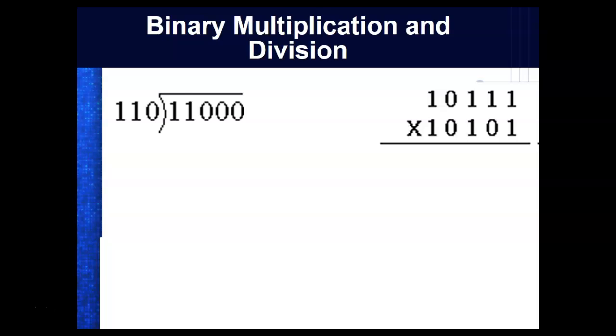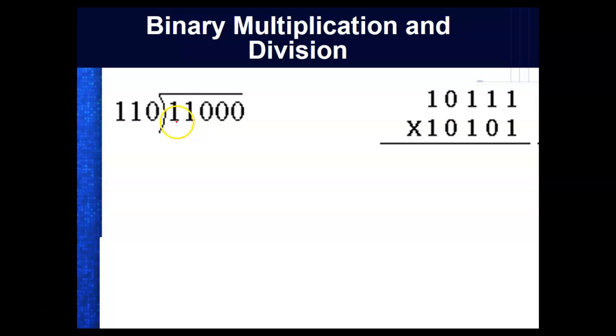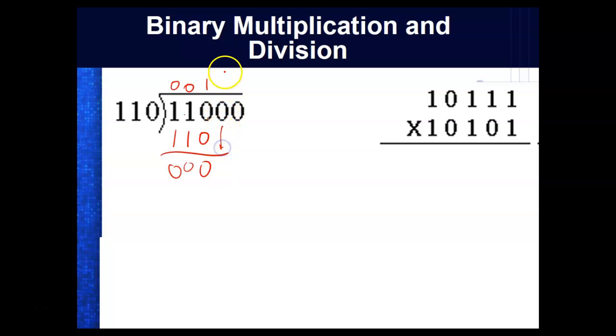And dividing. So I would say, will this go into that? Will 1 1 0 go into 1? No. Will 1 1 0 go into 1 1 0? How many times? 1. Right? Then I would subtract this. That'd be 0, 0, 0. Then I'd bring down a 0. Then how many times will this go into that? 0 times, right? And then 0, and that would be my answer.